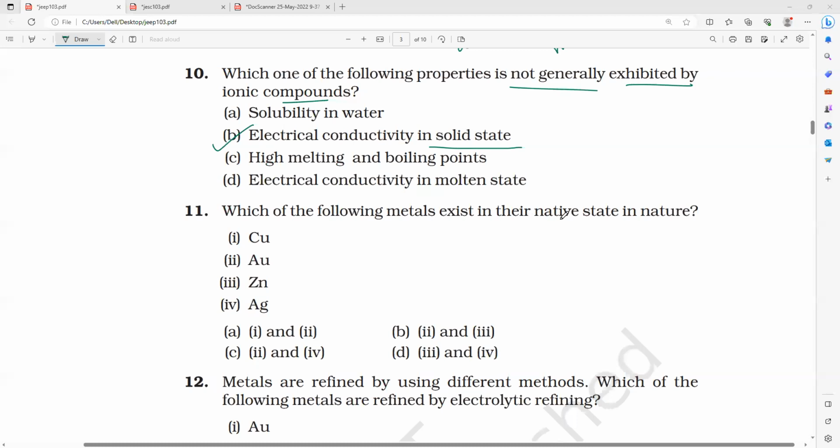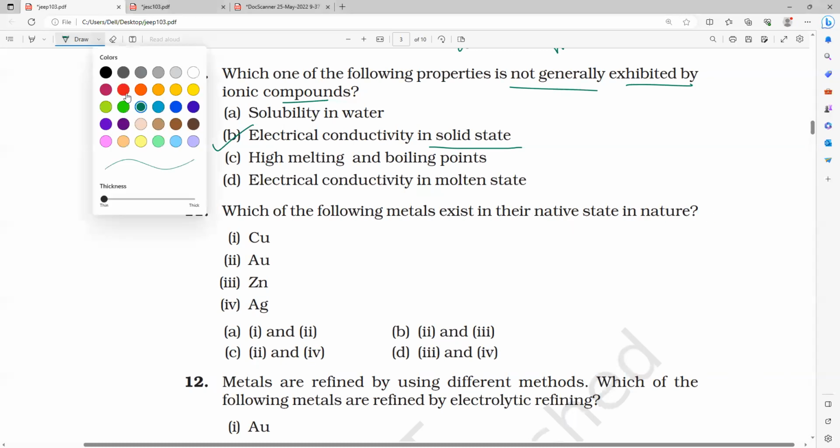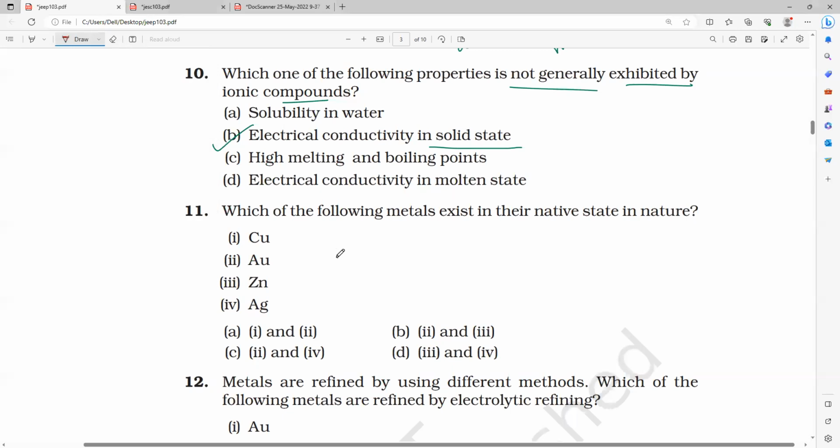Which of the following metals exist in their native state? What do you mean by native state? I have told you. Native, or we can say inactive state. A free element, which is unreactive, least reactive. So, option C. Option C means 2 and 4.